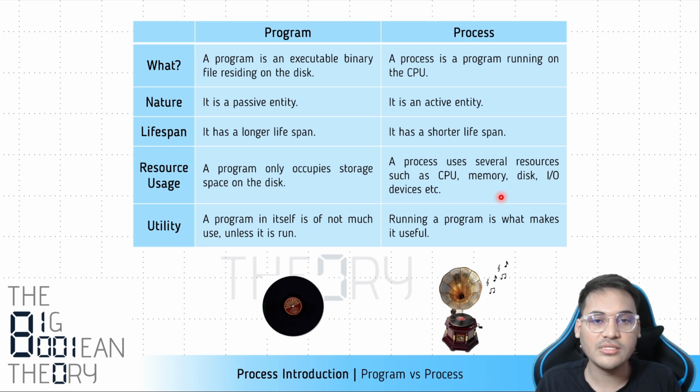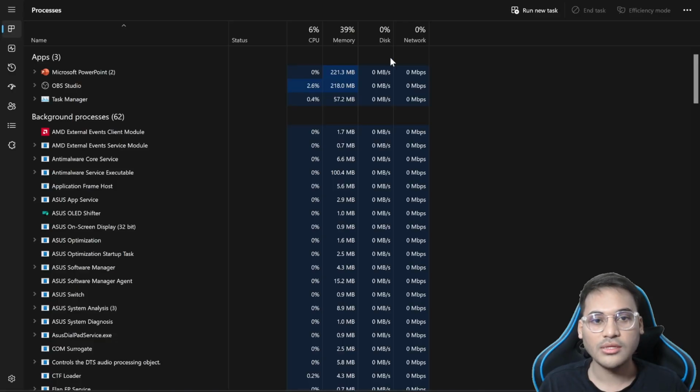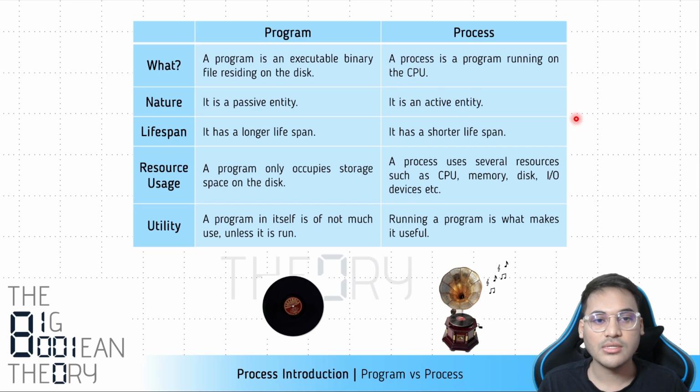So you can see the difference between the resource consumption of a program and a process. A program is very simple in this sense. It only requires some space on the disk, whereas a process requires a whole bunch of different resources like CPU, memory, disk, IO device, basically all the hardware resources that are there in the system. And if you go to the task manager, if you're on Windows operating system, so let me show you. In the task manager also, you can see these are all the processes that are there in my system, and the task manager shows you the resource consumption for each process, the CPU, the memory, right, disk and network. So you can see a process is a resource intensive entity as compared to a program.